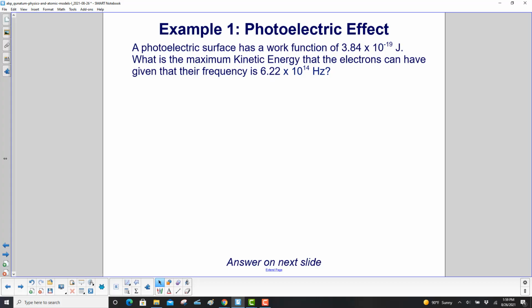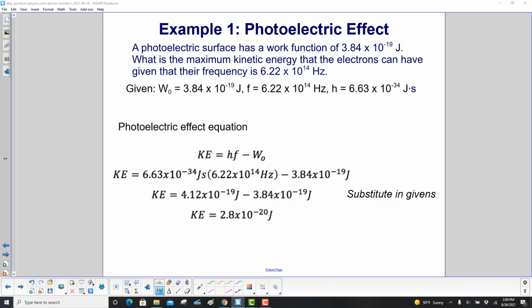A photoelectric surface has a work function of 3.84 times 10 to the minus 19th joules. What is the maximum kinetic energy that the electrons can have, given that their frequency is 6.22 times 10 to the 14th hertz? We write down the givens. Here's the work function, here's the frequency, and here's Planck's constant, and we'll use the one with joule seconds. Why? Because we have joules in the given.